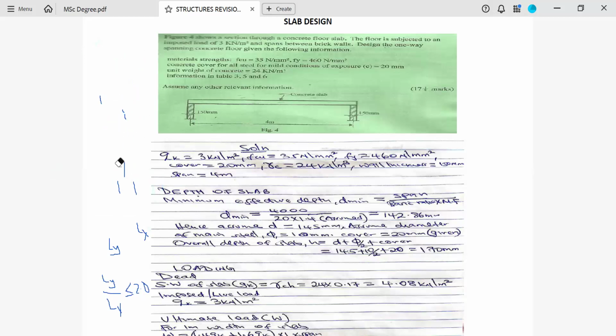Actually, a slab and a beam are the same thing. The only difference is that a slab has a b of 1 meter, and we call it a horizontal plate element, but a beam we call a horizontal member, because for a slab the value of b is fixed to 1 meter or 1000 millimeter, but for a beam it keeps changing.